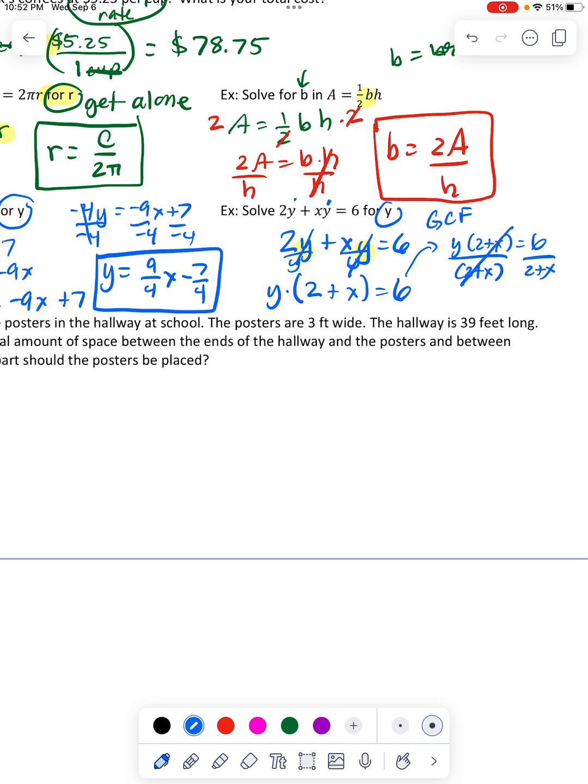That cancels, and I've done what they told me to do. I solved for y. y is going to be 6 divided by 2 plus x. And you can have x plus 2. You can have the parentheses or not. I don't really care.